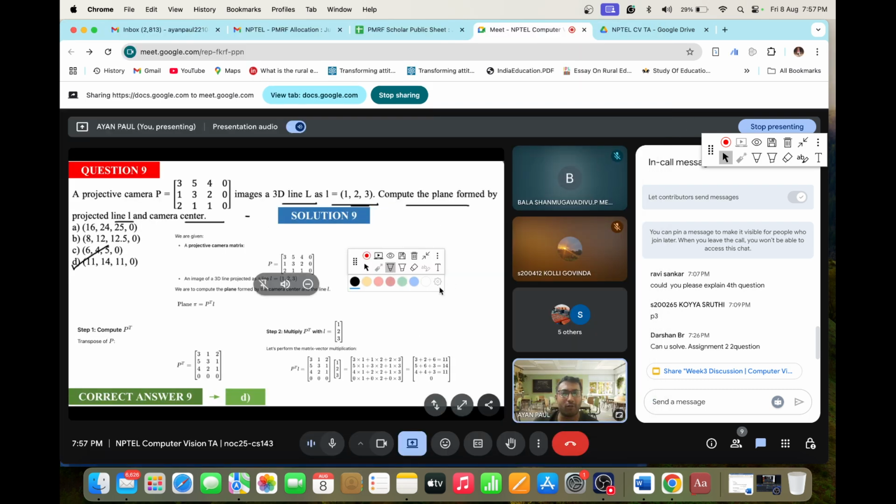So again, it is the same type of question, so that is why I have discussed it quickly. I hope it is clear to all of you, right? Whenever we do the projection, multiplying a projective matrix with the line, we get a plane out of it, right? So the equation of the plane is P transpose into the line. Okay.